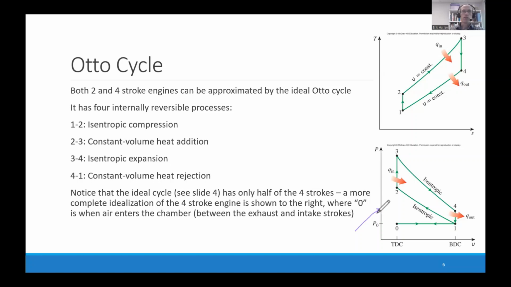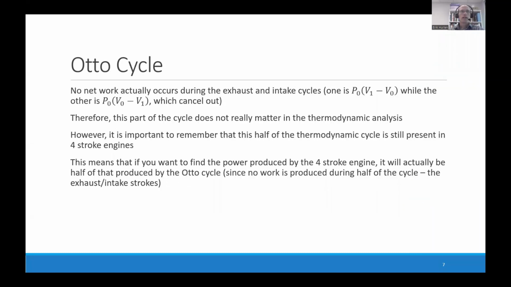where 0 to 1 and 1 to 0 represent these final 2 strokes. No heat is added or rejected during either of these two strokes. Additionally, no net work is done over the two strokes. There is some work done on the gas during the exhaust stroke as the volume is changed. However, an equal and opposite amount is then done by the gas during the intake stroke. Therefore, these two cancel out and are essentially irrelevant to the thermodynamic analysis.